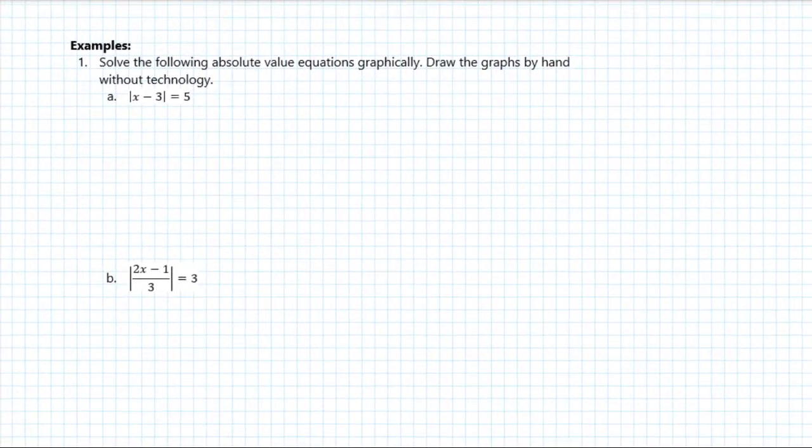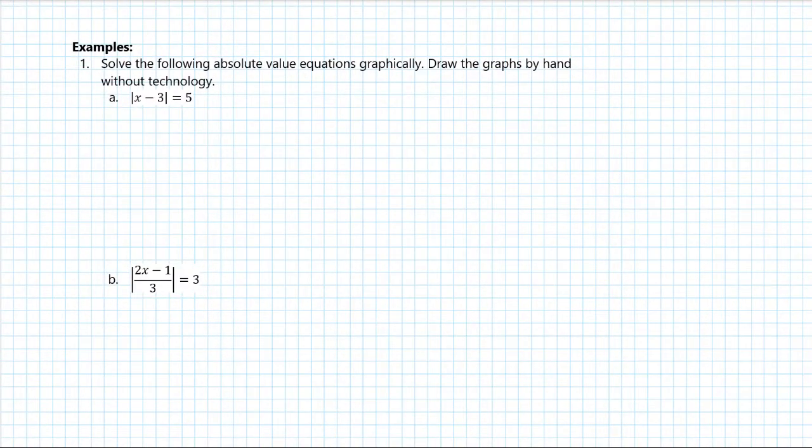Alright, so we're going to do this by hand. The instructions say solve the following absolute value equations graphically. Draw the graphs by hand without technology. So in order to solve this equation, we're going to begin by setting f of x equal to the absolute value of x minus 3, and we will set g of x equal to 5.